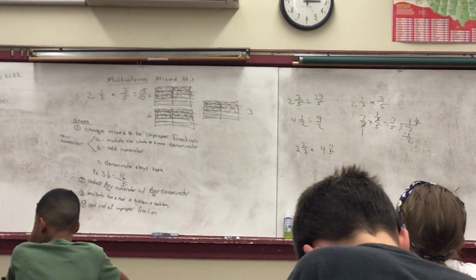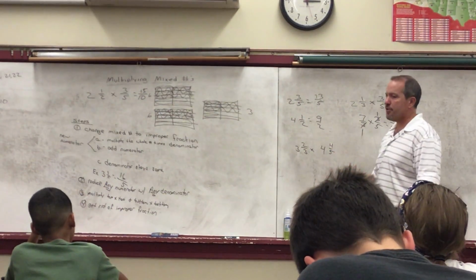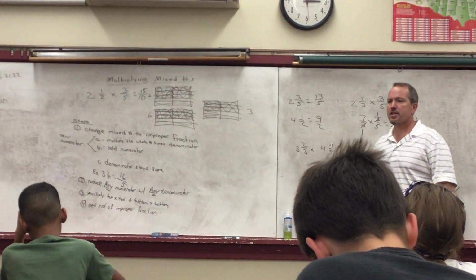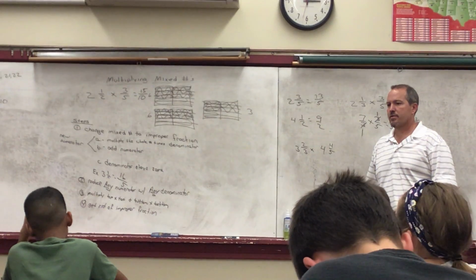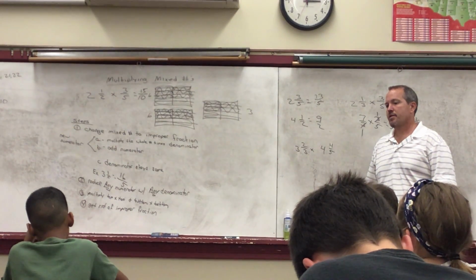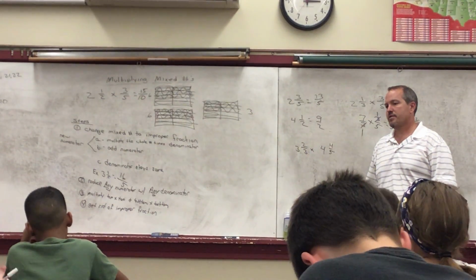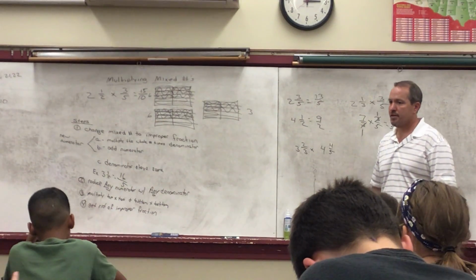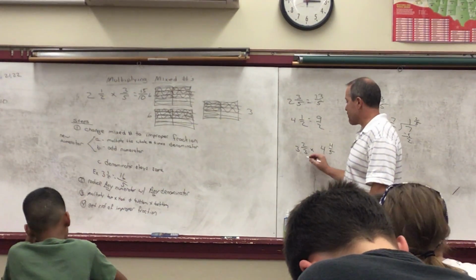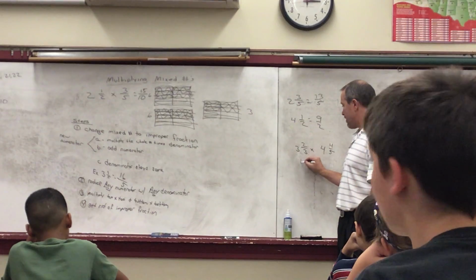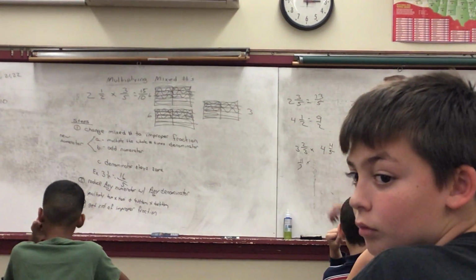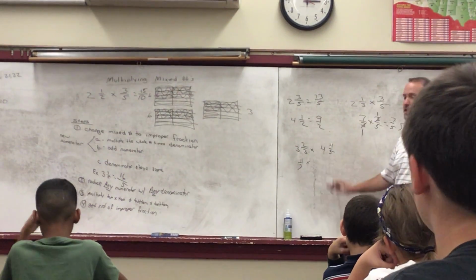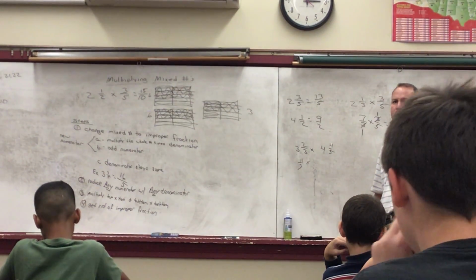Okay, Brian, 3 2/3. How do you change it to an improper fraction? So our improper fraction would be 11/3 times. Colton, how do we change 4 4/5 to an improper fraction?